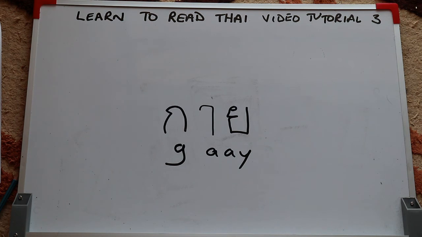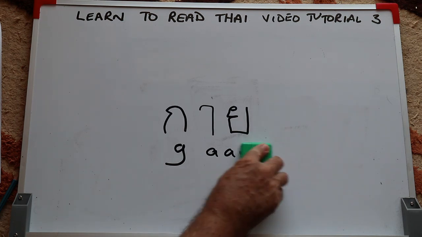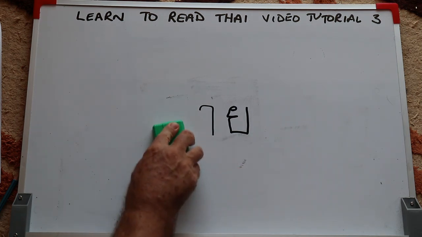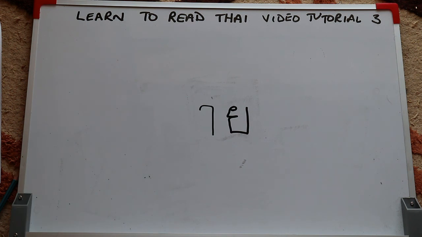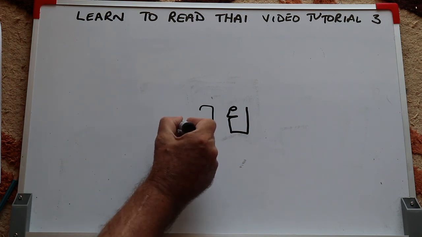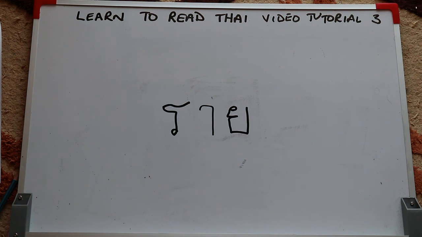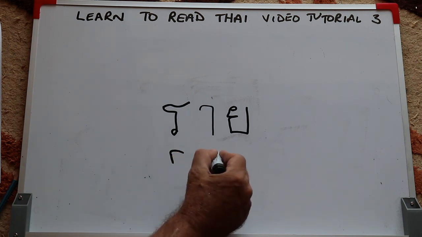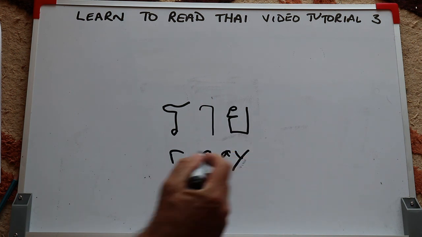Okay, a bit more writing practice. We'll put the raw consonant on the front now. You can get Pom to pronounce it. Rai, rai, rai.